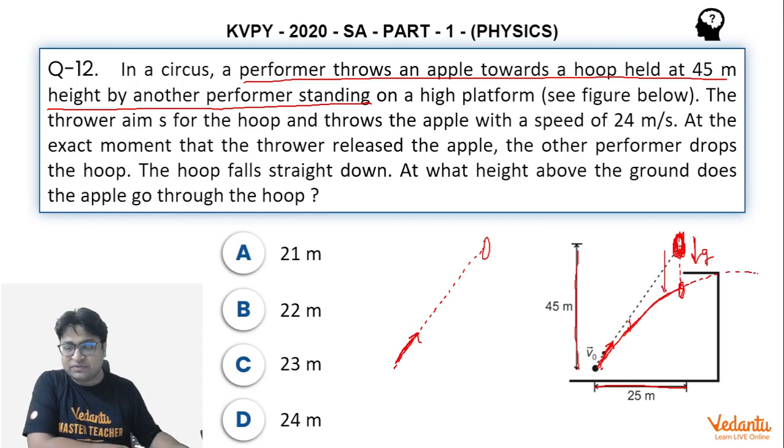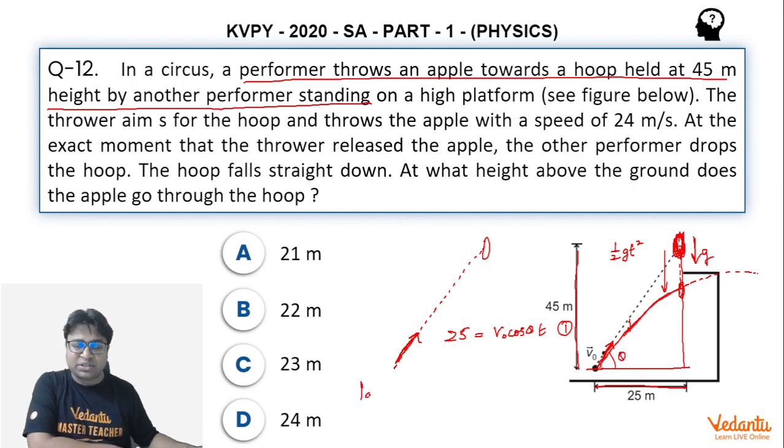So this distance will be half g t square, as it was free fall. Here t is the time after which the apple passes through the hoop. Okay, and this 25-meter we can calculate. We can write the equation as 25 is equal to v naught cos theta into t. Now there is something important that we should pay attention to, that we know this vertical distance, this is 45-meter. We know the horizontal distance, this is 25-meter. So we are in a position to calculate the value of tan theta.